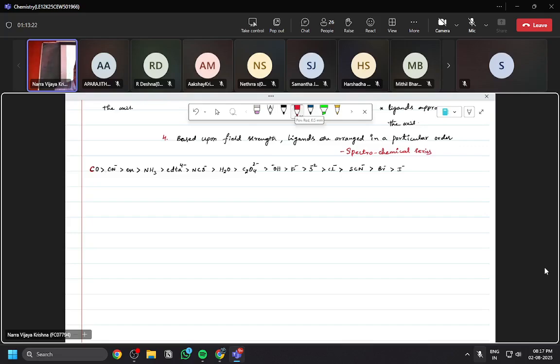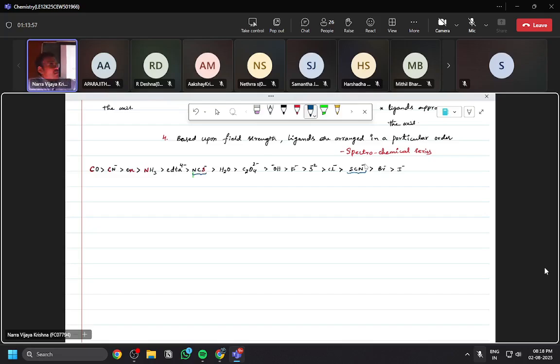Here carbon is the donor. Here also carbon is the donor. Here, in ethylene diamine, nitrogen is the donor. Here also nitrogen is the donor. Here oxygen is the donor. Observe this case and this case carefully. I am not writing them the same, right? NH3 is better than EDTA because EDTA is an oxygen donor and NH3 is a nitrogen donor, right?